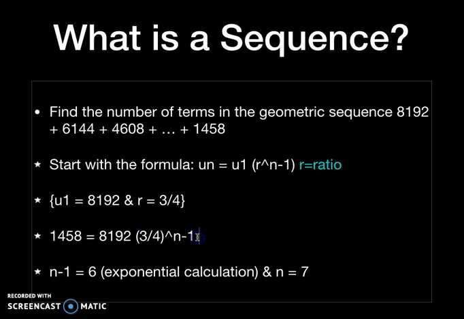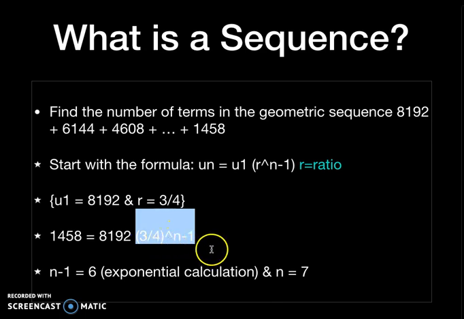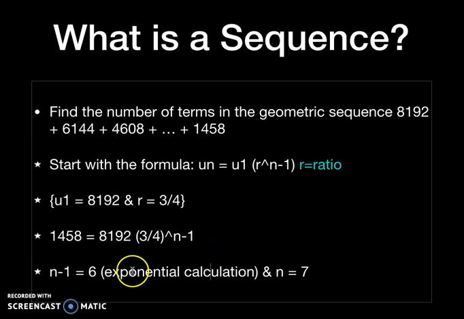So this is where it kind of gets a little tricky. You can use a logarithm here, because this is an exponential calculation. Because this is going to have an exponent, that's what I mean. So 3/4 is going to be raised to the n minus 1 power, whatever that is. And you can use a log to find the n value, but what we're just going to do now is solve it as is.